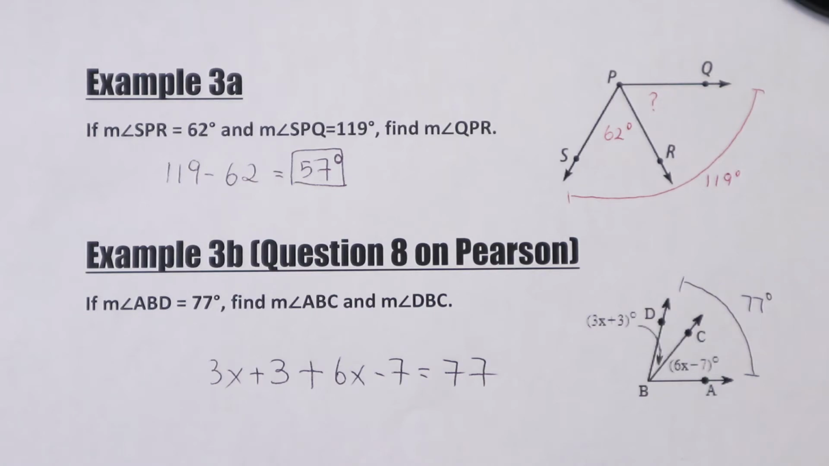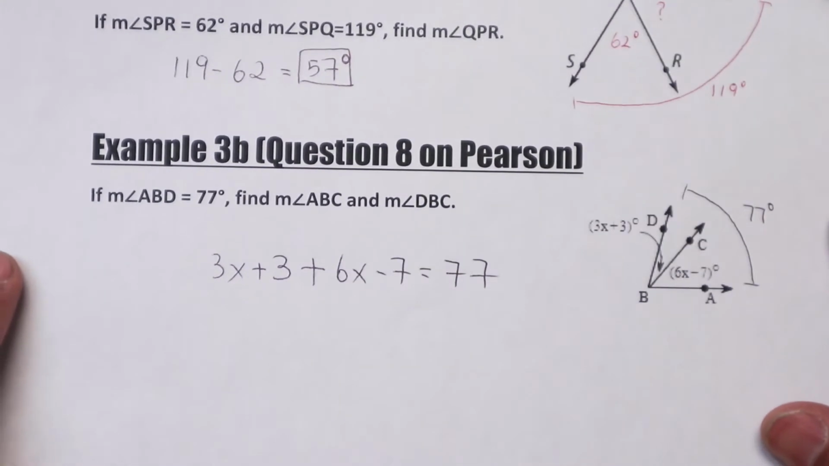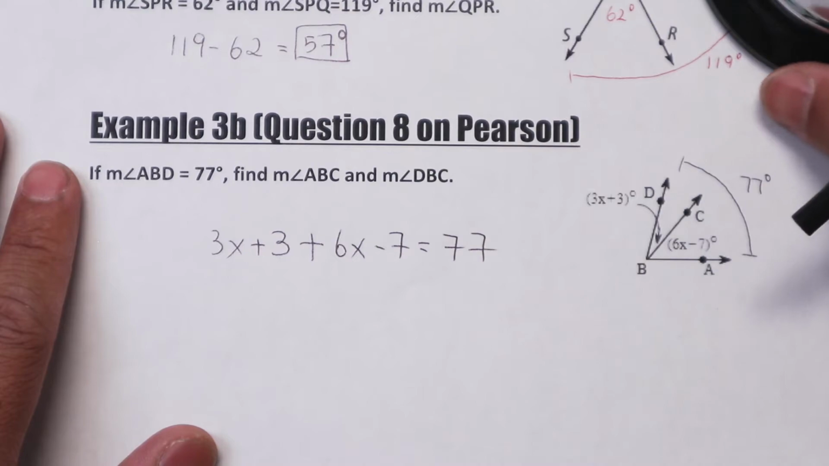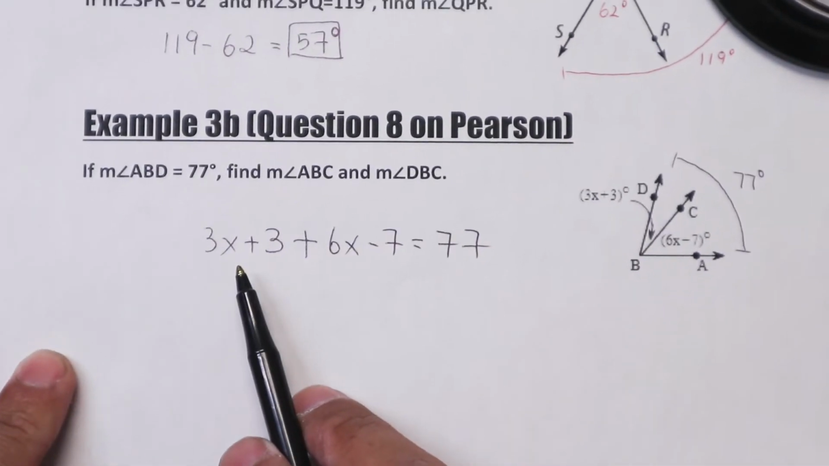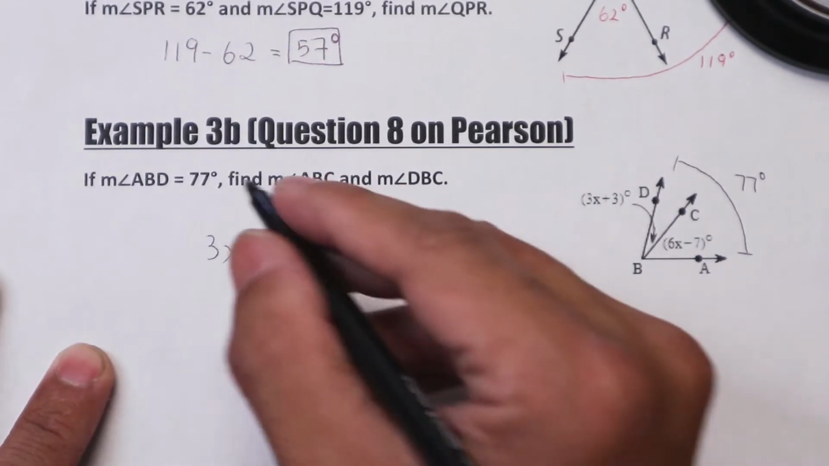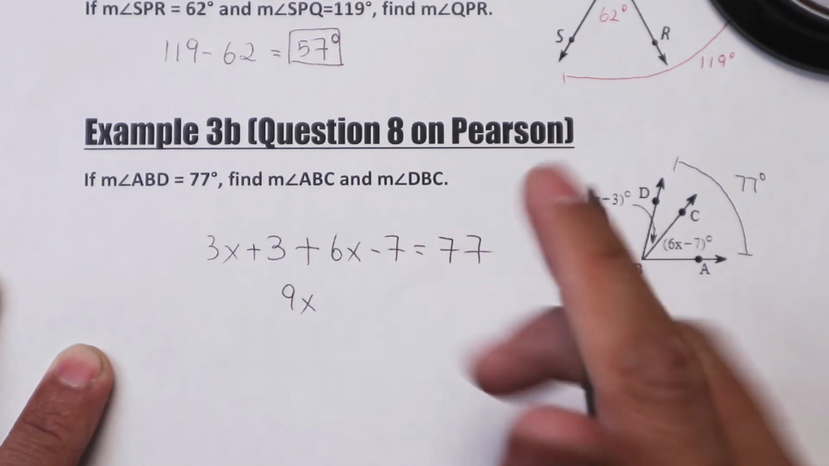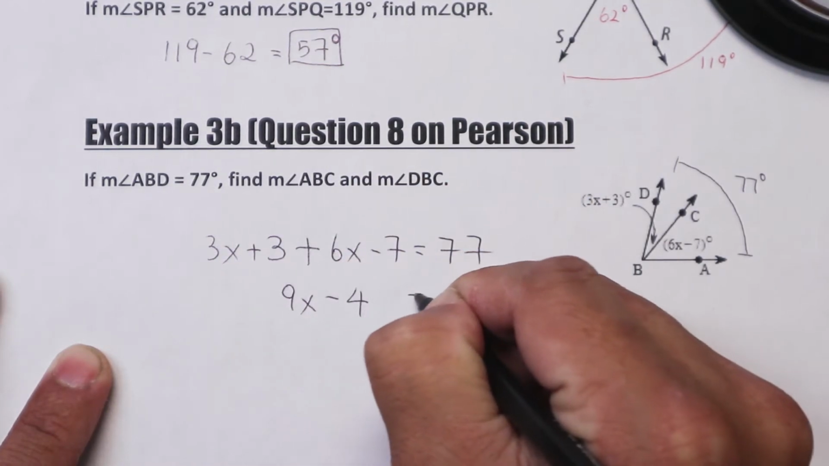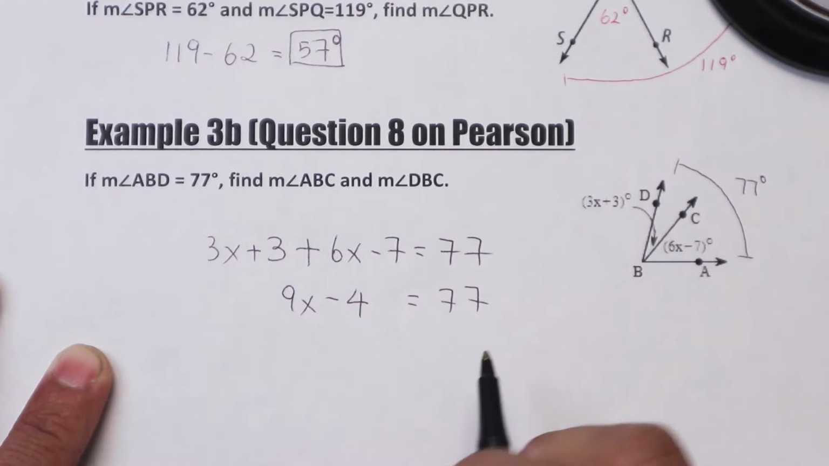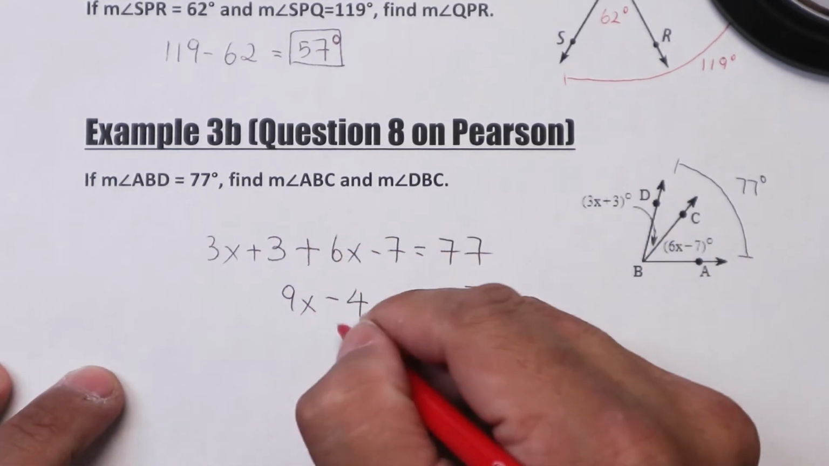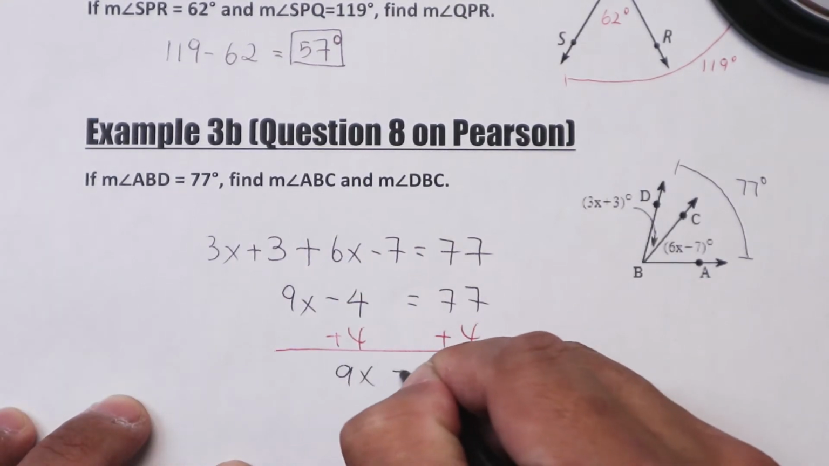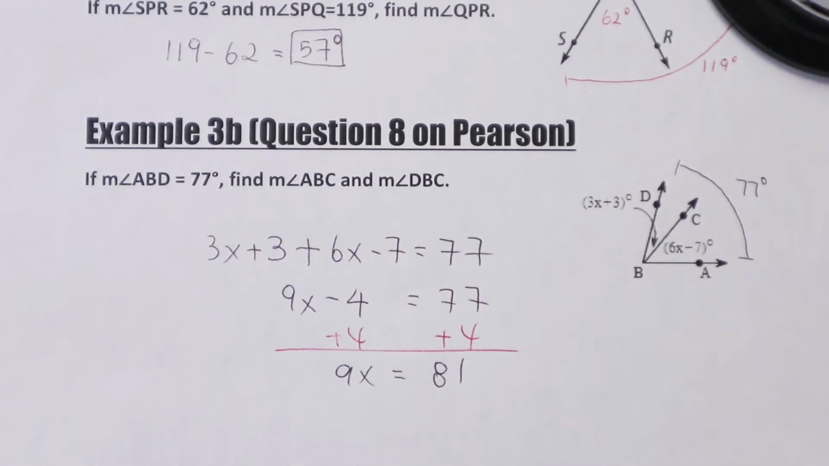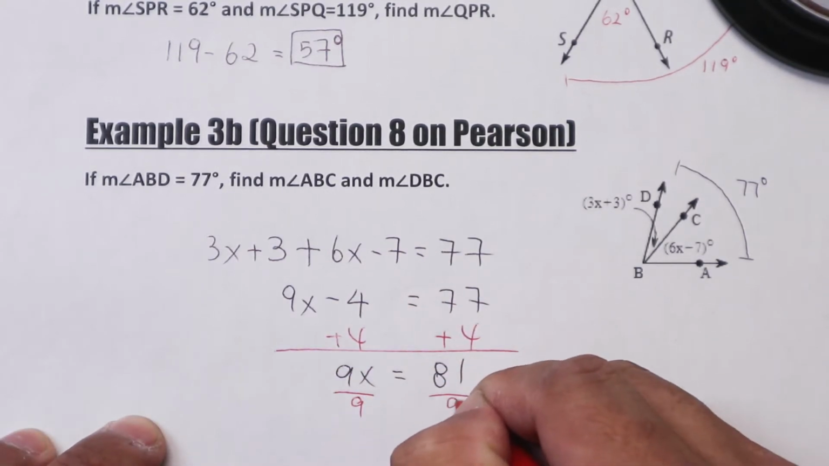Okay, and then from there, just like in the review section, you just have to combine like terms and find x. But there's more to it. We'll talk about it later. So let's combine like terms first. You have 3x and 6x, which is 9x. 3 minus 7, which is negative 4, is equal to 77. And you're going to add 4 on both sides. So I'm going to put plus 4 and plus 4. Okay. And then you get 9x is equal to 81. Well, divide both sides by 9. You get x is equal to 9.